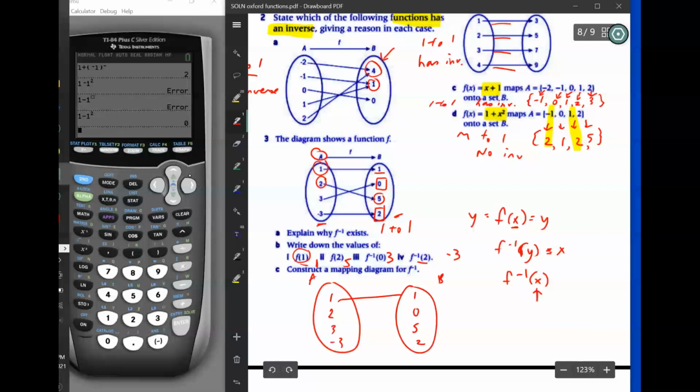We have all these arrows. We're going to draw them exactly as they are. The only difference: the lines in the function go from left to right. The lines in the f inverse function go from right to left, and that's the only difference. Okay, there's the mapping diagram. We're done. That's our video.